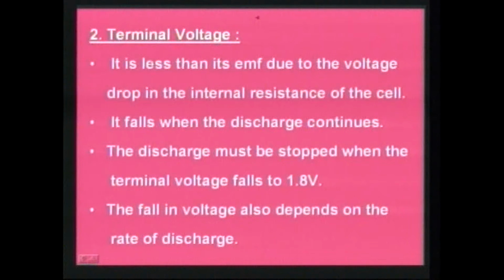The next is terminal voltage. The terminal voltage is less than the EMF of the cell due to the voltage drop in the internal resistance of the cell. The terminal voltage falls when the discharge continues. The discharge must be stopped when the terminal voltage falls to 1.8 volts. The fall in voltage also depends upon the rate of discharge, that is, the amount of discharge per unit time.